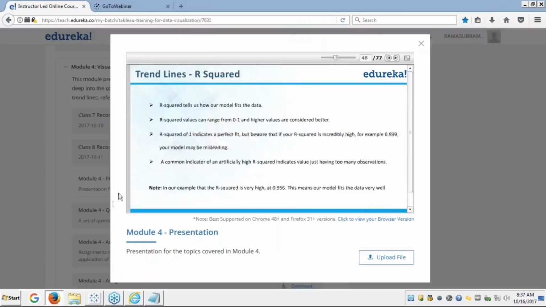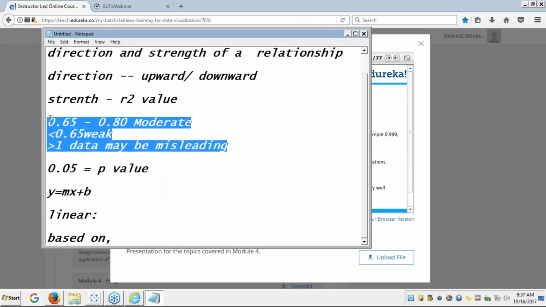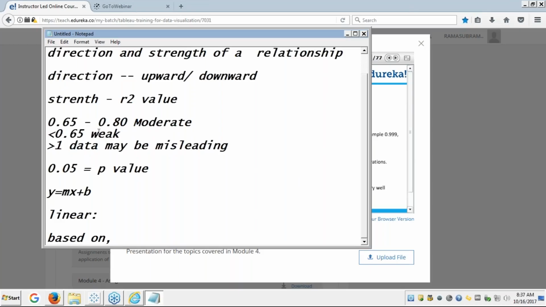So these are the actual numbers. I think they have not given that in the slide, but you can make a note of these numbers. If it is 0 to 0.80, it's moderate. Less than 0.65 is weak. If it is greater than 1, the data may be weak or misleading.